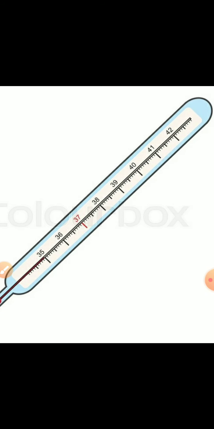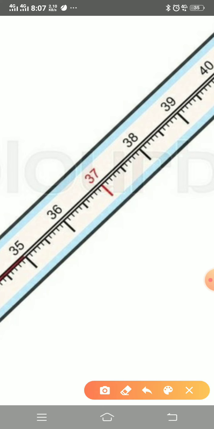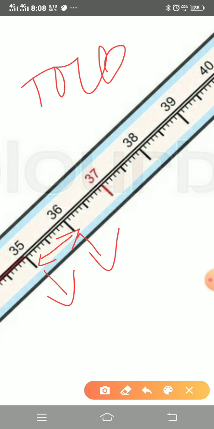It starts at 35 and goes up to 42. It is measuring the temperature of a human body. First we will understand the two bigger marks given to us, 36 and 37, and now we will count the number of divisions between them. It is divided into 10 divisions. So the total number of divisions between these two is 10.